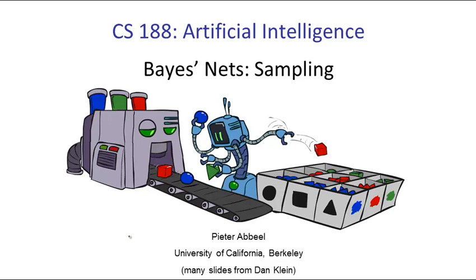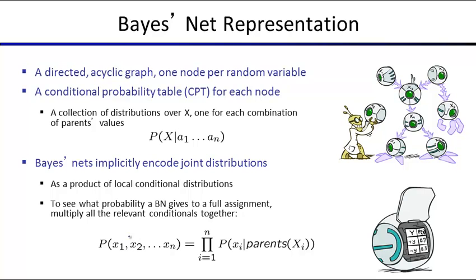Let's continue our journey of Bayes nets then, and we're going to look at sampling today. What were Bayes nets? It was a representation that allowed us to represent probability distributions over large sets of random variables by having a directed acyclic graph. And for each node in the graph, which would correspond to a random variable, we have a conditional probability table. That table stores the conditional distribution of that particular variable given its parents.